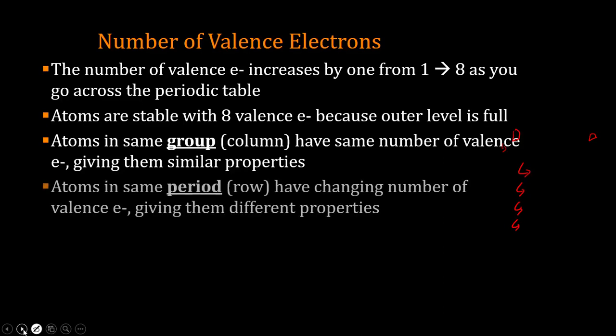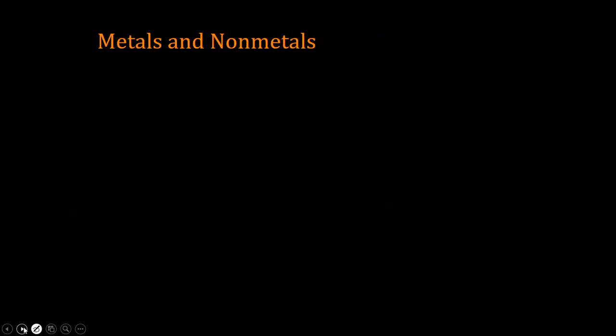So periodic things repeat. Atoms in the same row have changing number of valence electrons, so as we move across the periodic table, we always go from a metal to a non-metal. That's periodic too. So metal to non-metal, metal to non-metal, very reactive, less reactive, very reactive, noble gas. Okay, so as we move across the row, properties change because the number of valence electrons is changing.